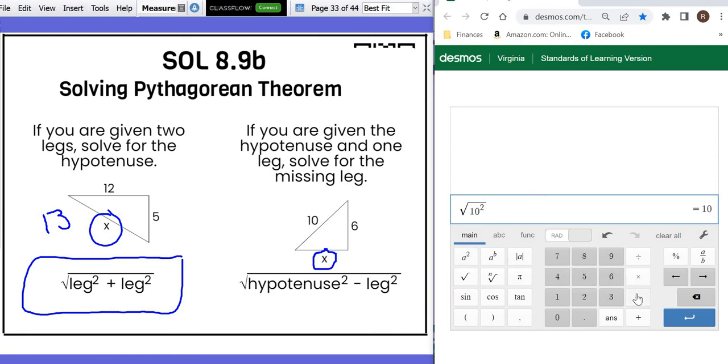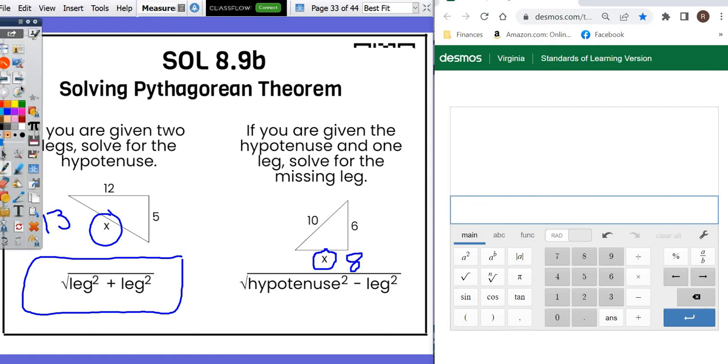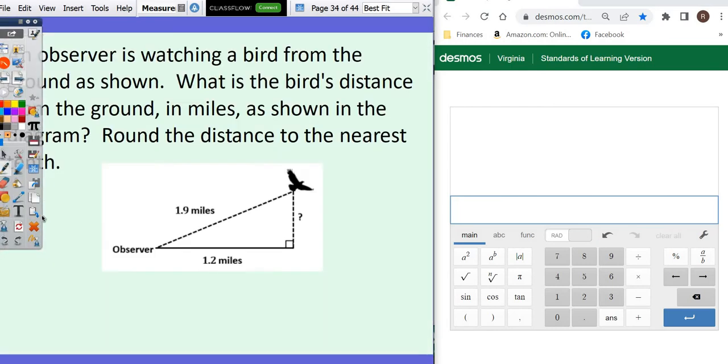And this time we subtract the leg squared. And that gives us a leg of 8. Which makes sense because the hypotenuse is still the longest. So let's go through a couple of practice problems and see what we can find out, okay? So let me find my ribbon here and go to the next one.